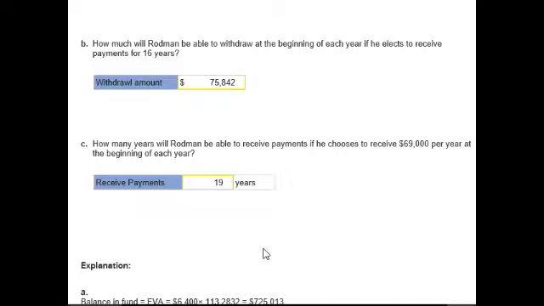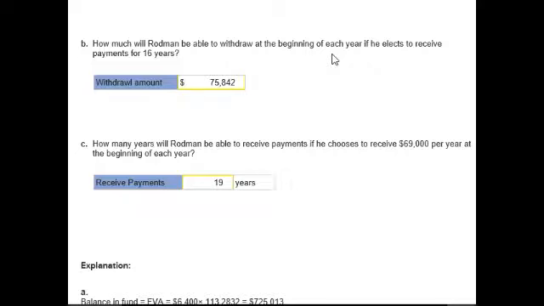Now let's look at the second question. Second question is asking, how much will this person be able to withdraw at the beginning of each year if we elect to receive payment for 16 years. Now we are dealing with annuity again because it says this person wants to withdraw certain amount every year for 16 years. But one thing we have to notice is that it says he wants to withdraw the fund at the beginning of each year.